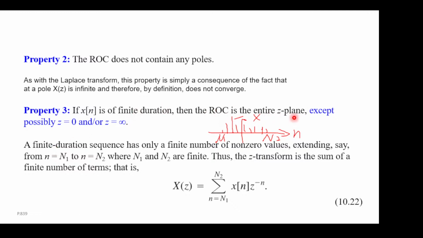Okay, so when you have finite z, then things are easier. So a finite duration sequence. Let's say your sequence is from small n equals big N1 to small n equals big N2. So finite duration from N1 to N2, and then you can write your z transform by just brute force. You sum your x[n] times z to the minus n, and obviously you only need to sum from N1 to N2, because x[n] only has value from N1 to N2.